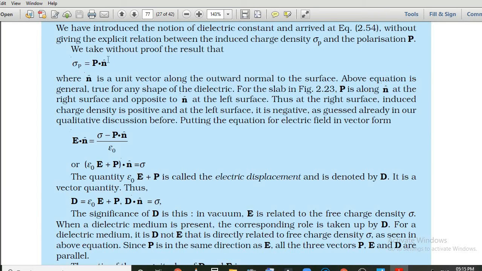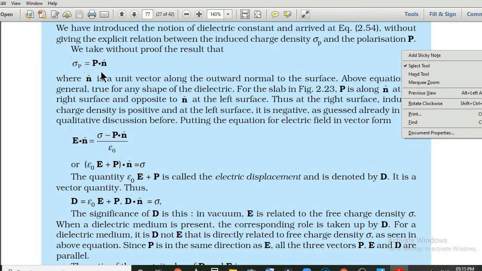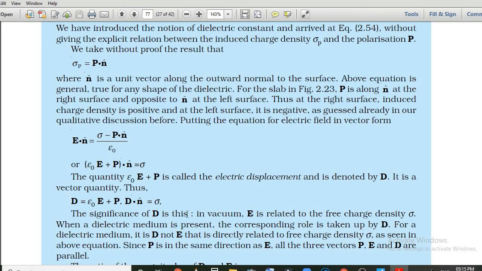See here, P dot n is on the upper side. This equation, P dot n is equal to sigma p. D dot n is equal to sigma. That is the comparison. What is the significance of D? The significance of D is this. In vacuum, E is related to the free charge density sigma. When a dielectric medium is present, the corresponding role is taken by D.